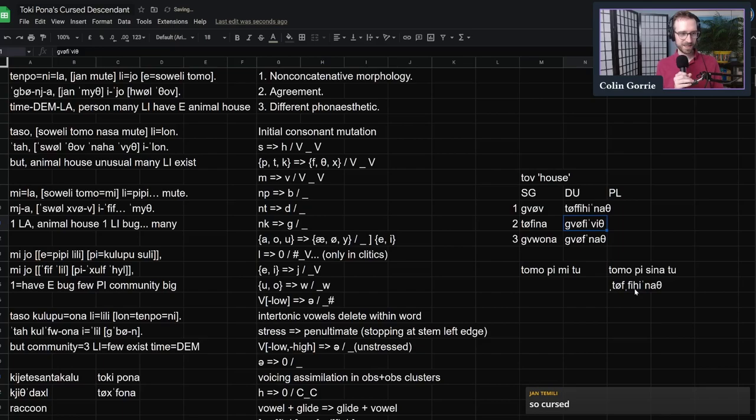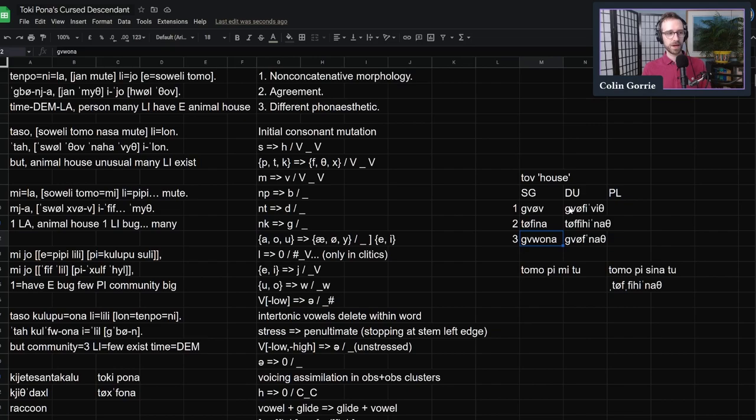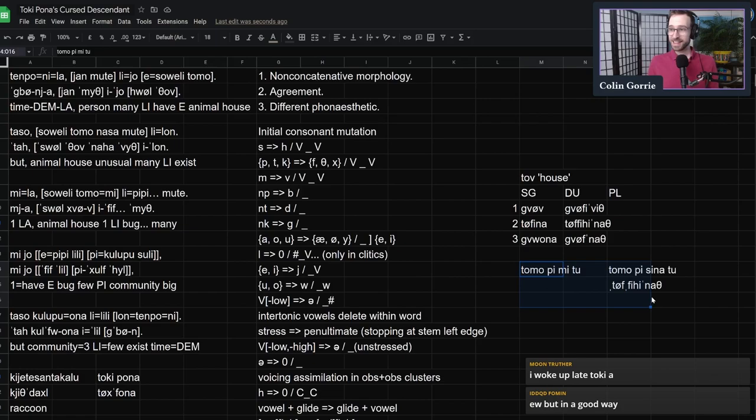So, what do you think? Gviv, tefina, gvona, gvivifith, tefihinath, gvifnath. This is really bad. Like, this is really bad. Let's make it worse. Okay.